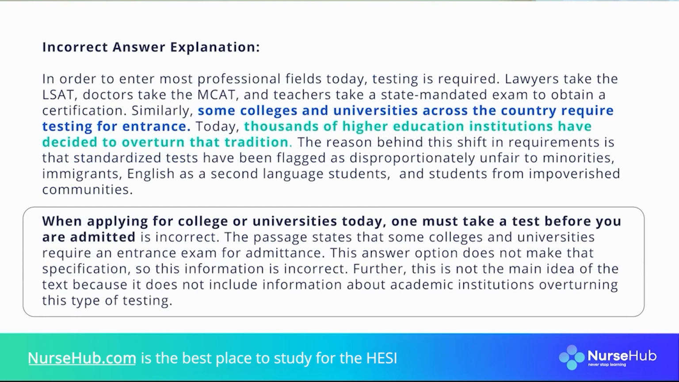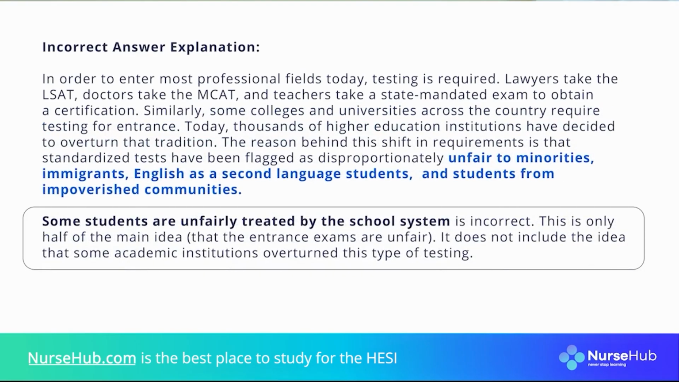Here's our next incorrect answer explanation. When applying for college or universities today, one must take a test before you are admitted. This is incorrect. Although the paragraph does contain information about entrance exams that are required at some colleges and universities, this answer choice completely leaves out the fact that standardized tests are being overturned in certain institutions, and it's very important to our main idea.